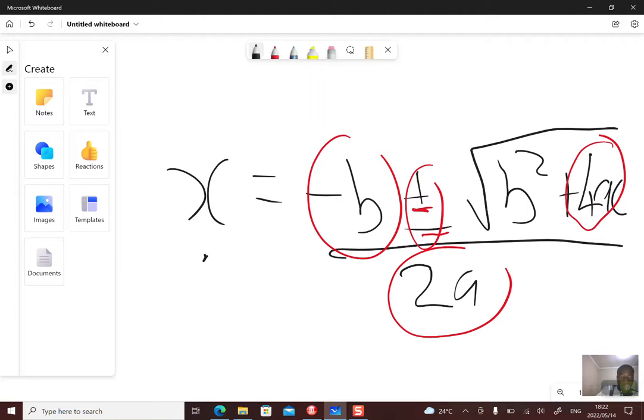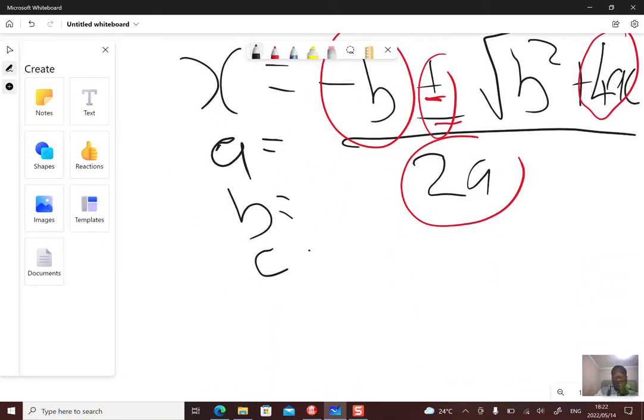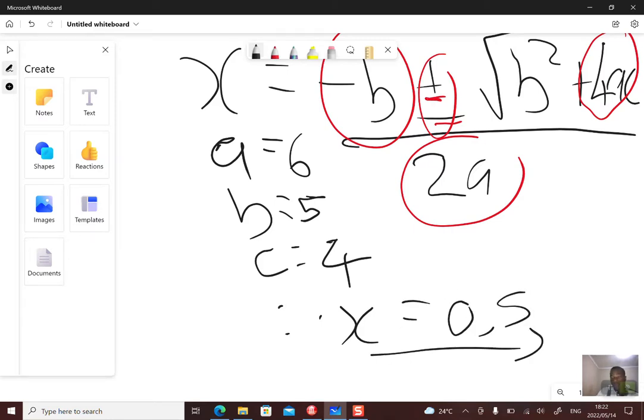So it's gonna be a, b and c. We're gonna be using only 3 numbers right here. So over here, I'm gonna make our a become 6, our b become 5, and our c gonna be 4, and therefore our x should be displayed as 0,5. So this is what we should get as our x, right?